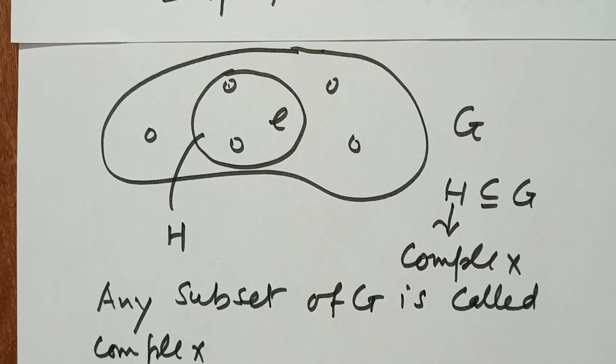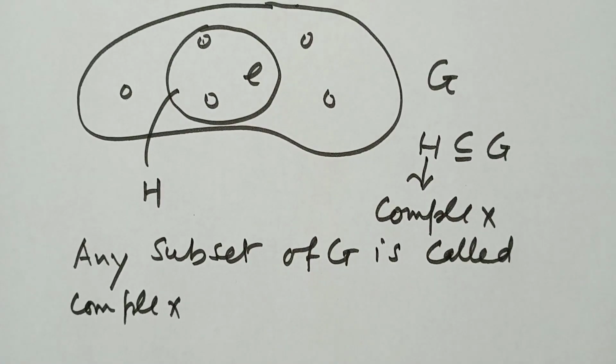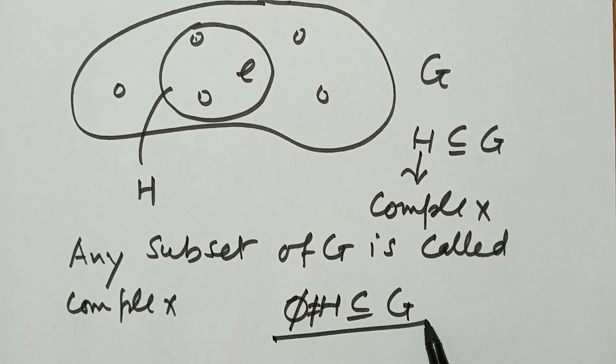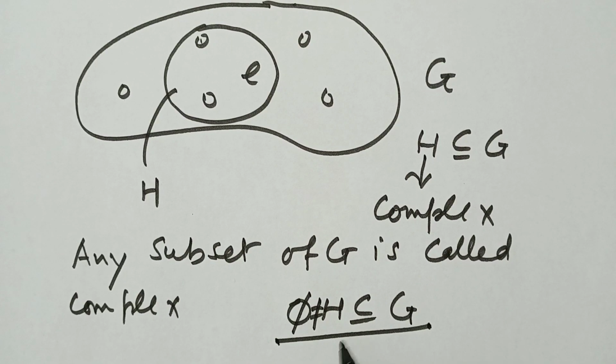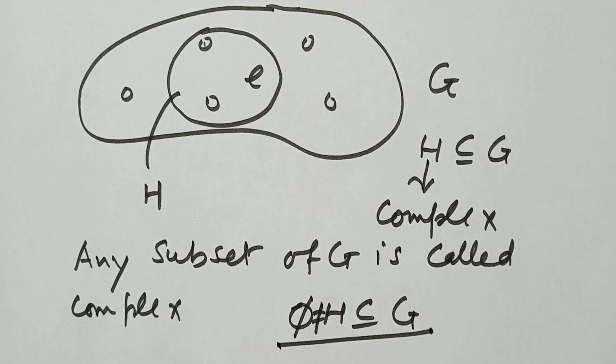So what is the difference between subgroup and complex? In case of subgroup, any subset H of G is called a subgroup if H is itself a group, meaning H satisfies the four properties. But if H is only a subset, then this is called a complex. This is the basic difference between complex and subgroup.